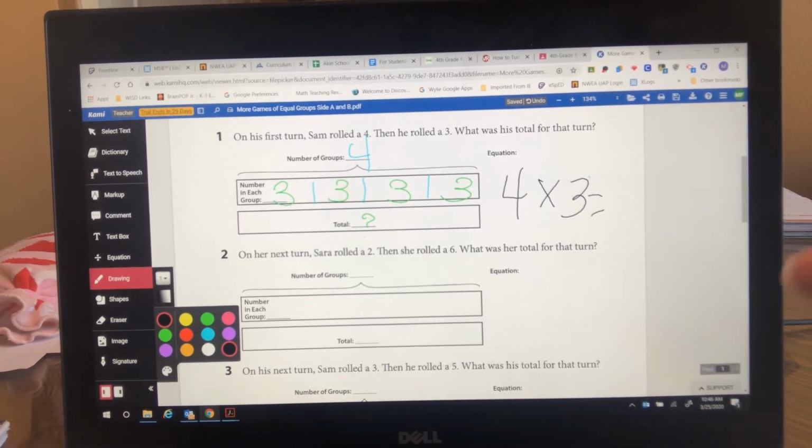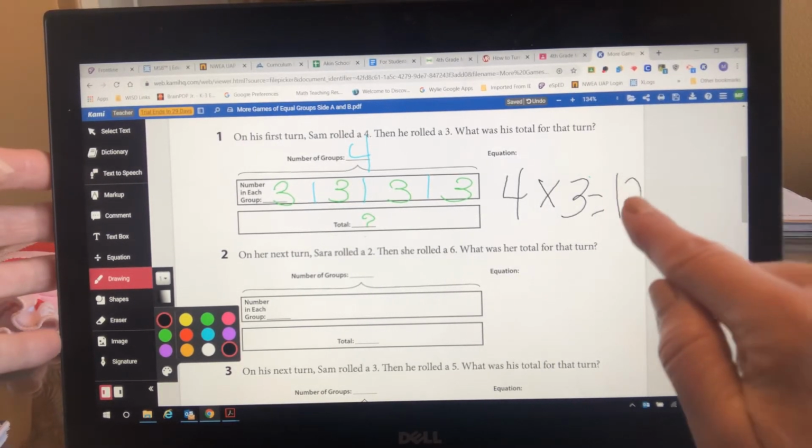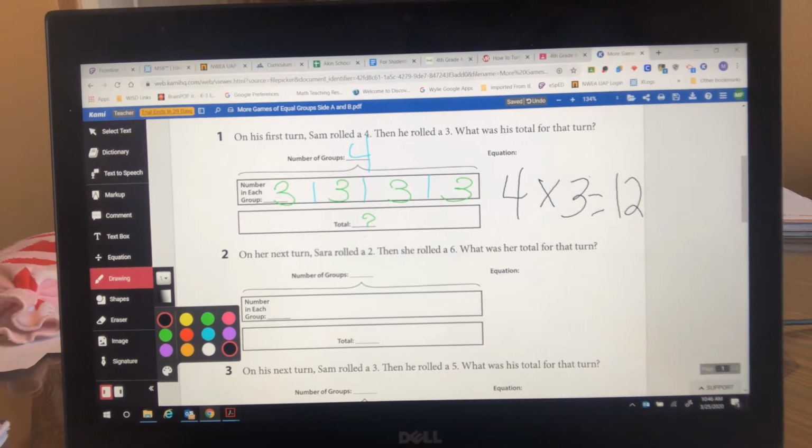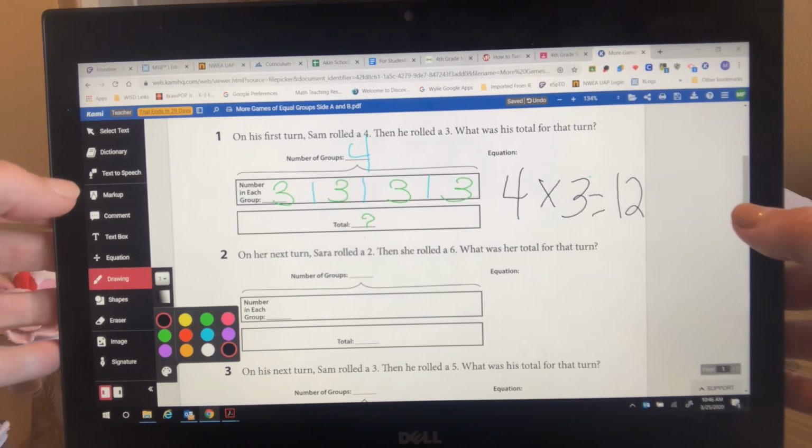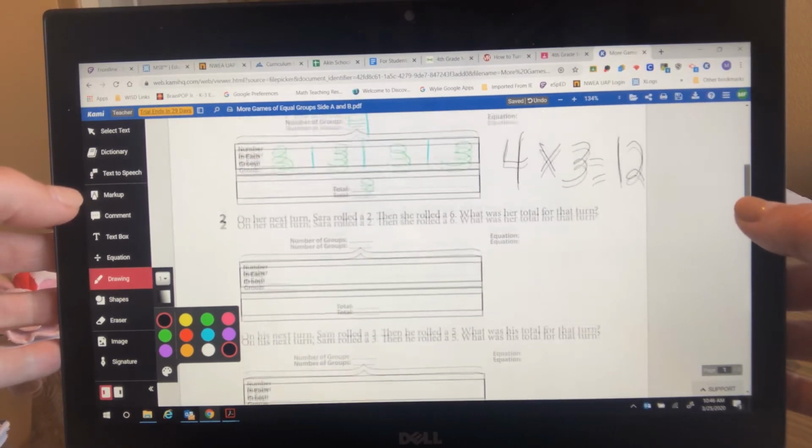So I've got 3, 6, 9, 12, and 12 is my answer because that's what I landed on. I hope that this makes sense. Let's look at problem 2.